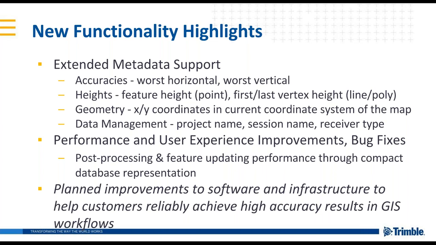So, this was a direct piece of feedback that we got that, hey, it'd be nice to have for line and polygon features, it'd be nice to pick as a metadata option, first vertex height and last vertex height, so that's in there now. Similarly, they wanted to be able to have northing and easting pop up easily. Yeah, you can get that data out using Esri tooling, but to have it easily selectable is a metadata option. So now we provide X and Y coordinates in the current coordinate system of the map, and that's for point features, point geometries. And then from a data management standpoint, you saw me pick project name, session name, receiver type, so those are also available as transferable metadata.